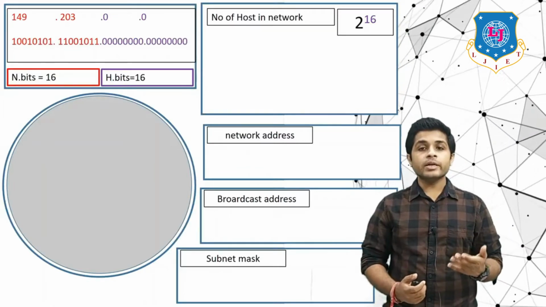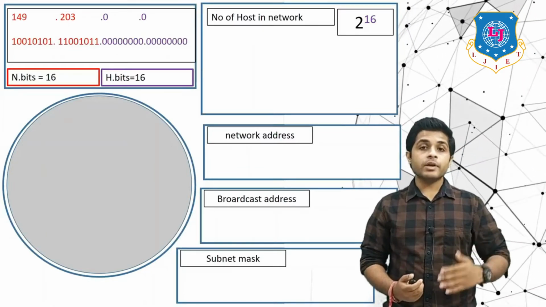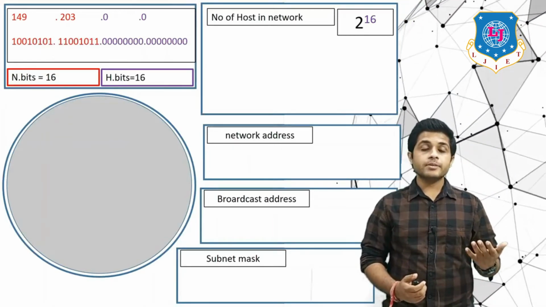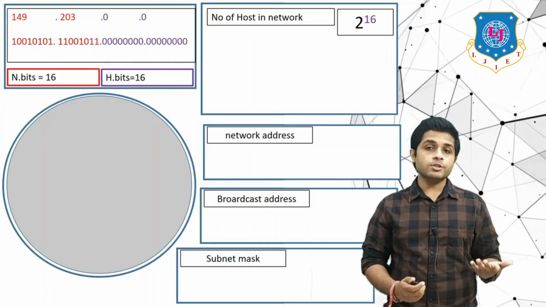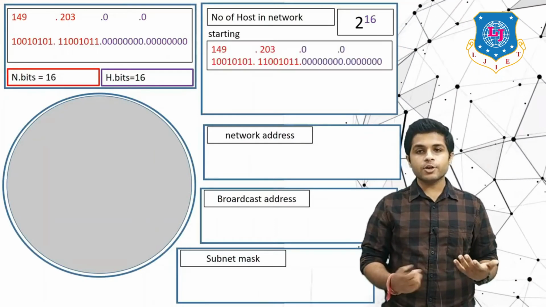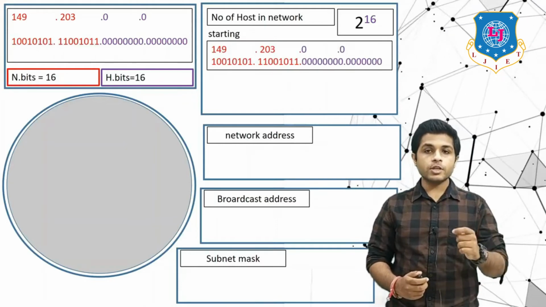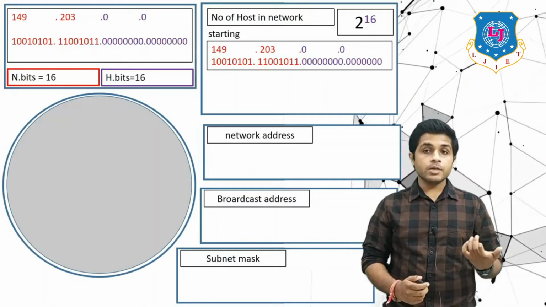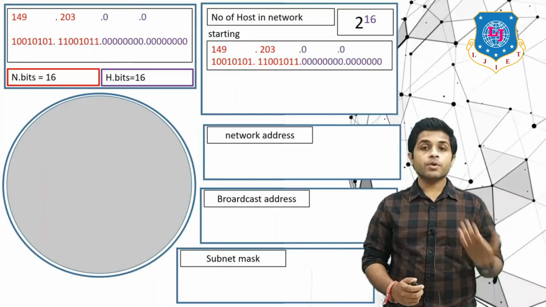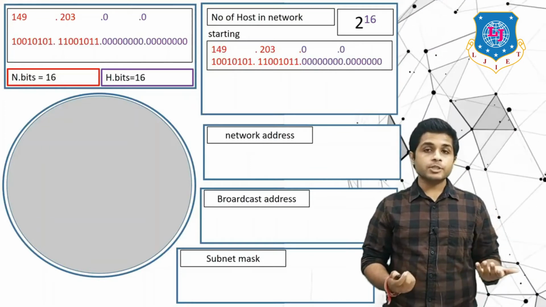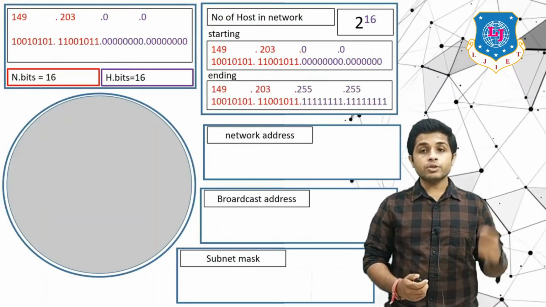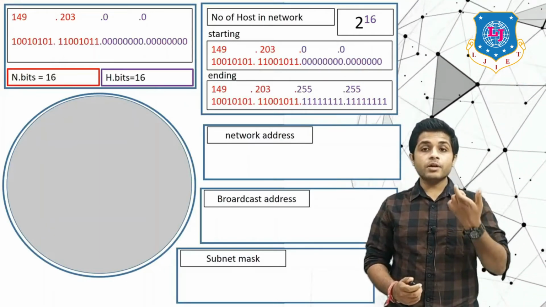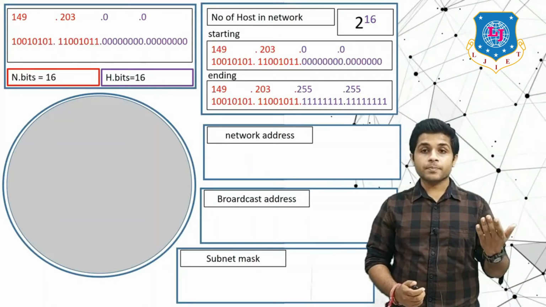I want to find the first address of this given network. To find the first address, we will set all the host bits to 0. So let's set all the host bits to 0. You will get 149.203.0.0. To find the last address of the given network, we will set all the host bits to 1. So let's set all the host bits to 1. You will get 149.203.255.255. If you notice, the value of the network bits is the same throughout the range.